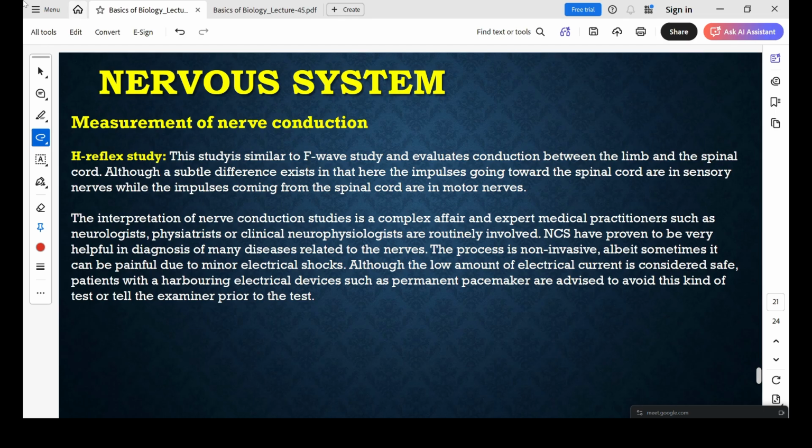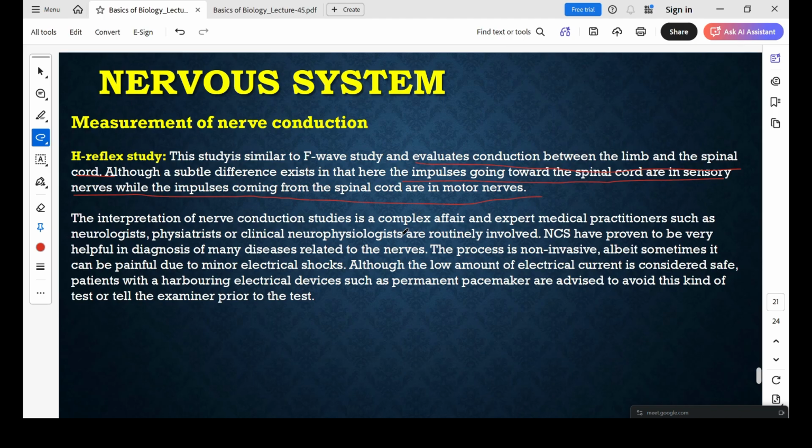The H-reflex study is similar to the F-wave study. It evaluates conduction between the limb and the spinal cord. There is one difference: the impulses going towards the spinal cord are in sensory nerves, while the impulses coming from the spinal cord are in motor nerves.